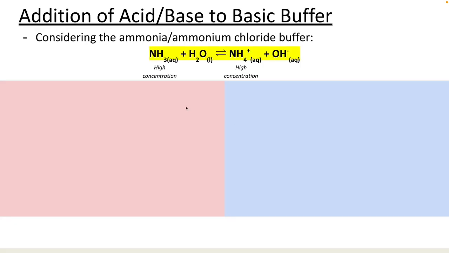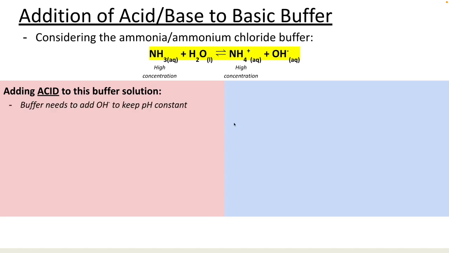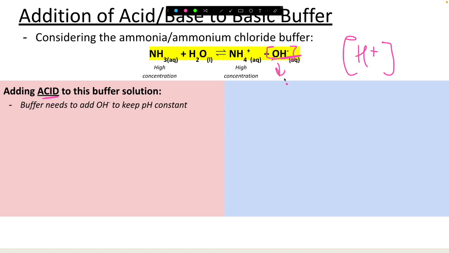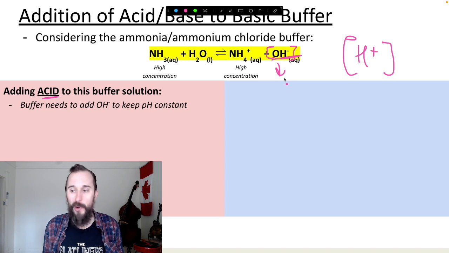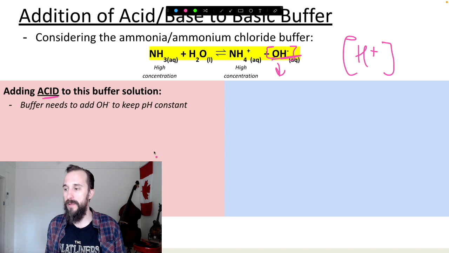All right, so let's consider our ammonium chloride buffer. We have relatively high concentrations of both the weak base and its conjugate acid, and hydroxide sufficient for the basic region we want to be in. What would adding an acid to this buffer solution do? Well, if we increase hydrogen ion concentration, which is adding the acid, it's going to react with the hydroxide, and subsequently we're going to decrease the amount of hydroxide in the solution. So what the buffer needs to do is increase the amount of hydroxide ions to maintain the pH that it was at.